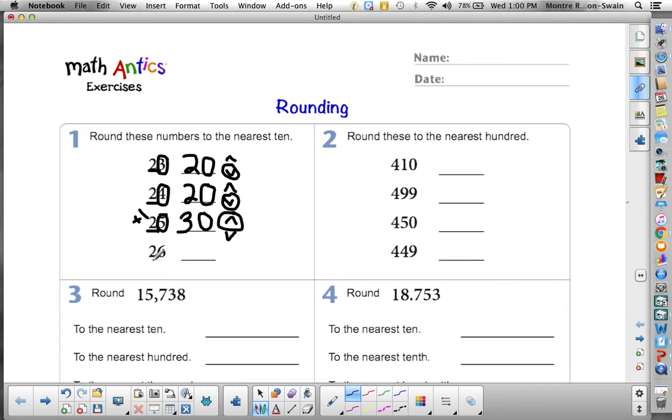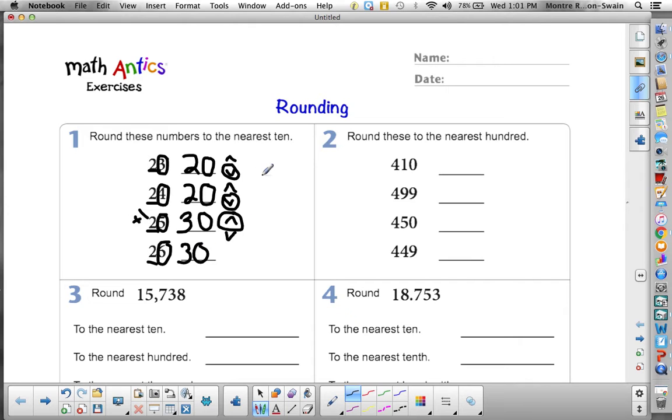26 rounded to the nearest 10. Underline the 2, circle the 6. The 6 is telling us if we're going to go up or down. The 6 is one of our big numbers. It's greater than 5, so we are going to round up. So that means we need to add 1 to the 2, and the 2 becomes a 3, and the 6 becomes a 0.